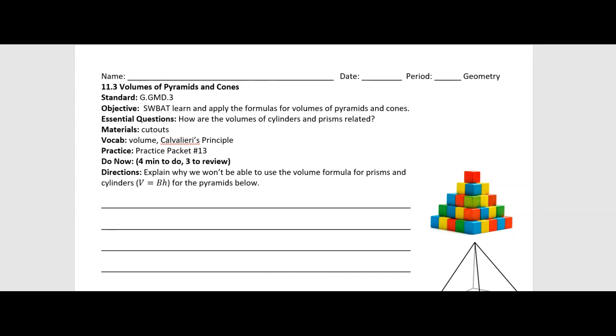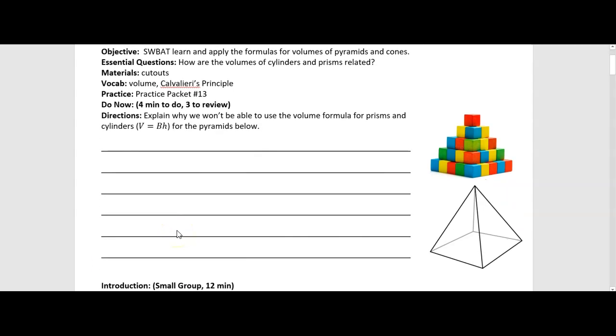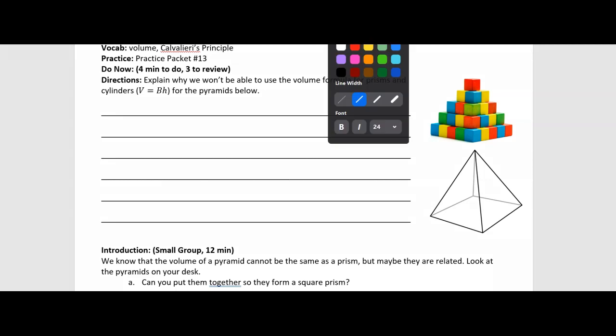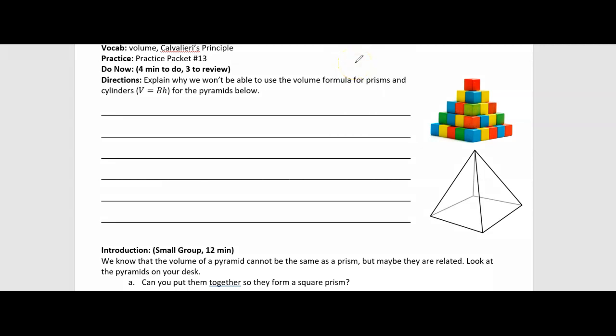So before we get going, let's see if we can apply the same formula we did for prisms and cylinders to pyramids and cones. Pause the video. I guess I already said we won't be able to apply that formula, but think about why not. This is the formula you want to think about: V is equal to the area of the base times the height. Why will that formula not work for pyramids?